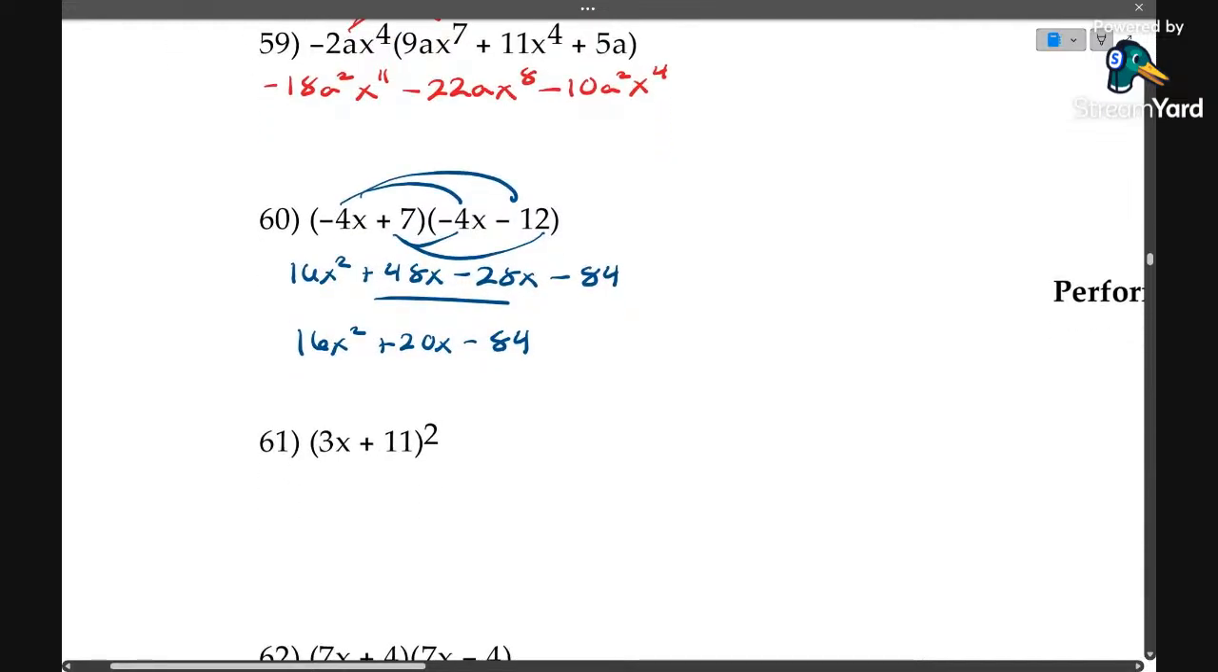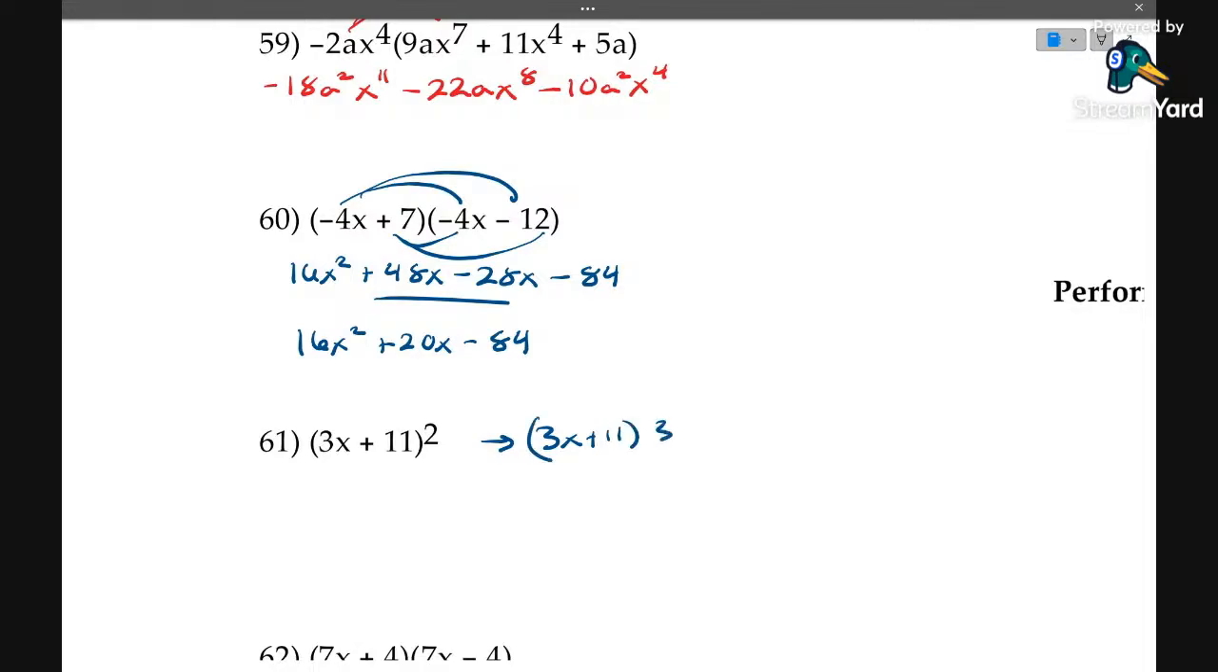When we have a binomial squared, remember that is 3x plus 11 times 3x plus 11. All right, so we've got the squared. So the power rule doesn't apply because we have this addition sign. So we have to remember that we're multiplying it by itself twice. So we have to apply the distributive property. It's always going to give us a perfect square trinomial.